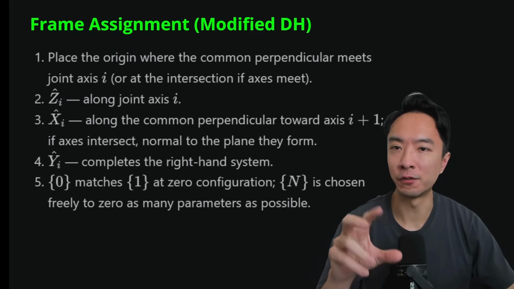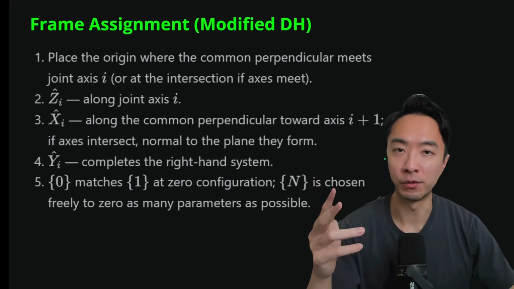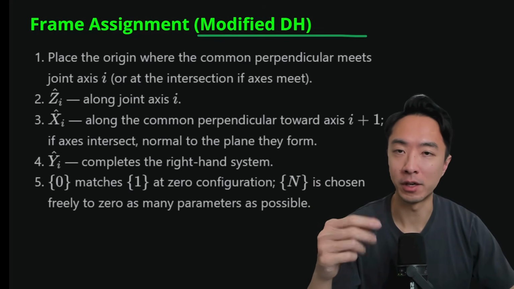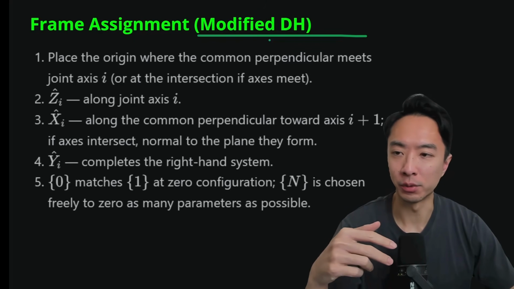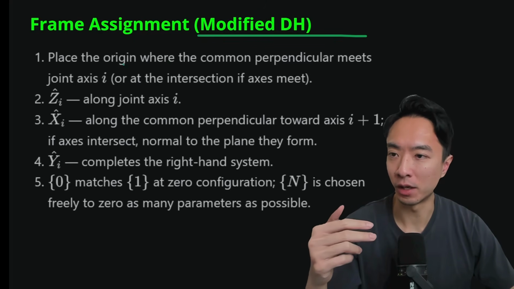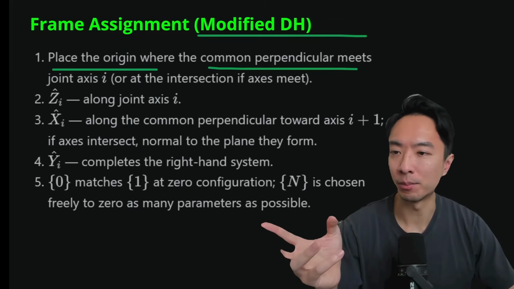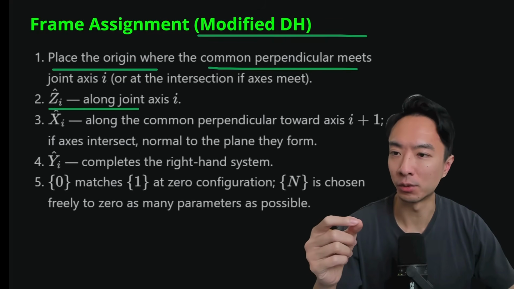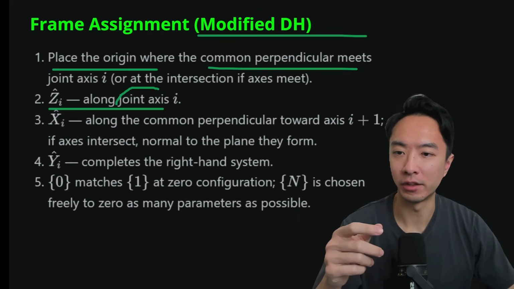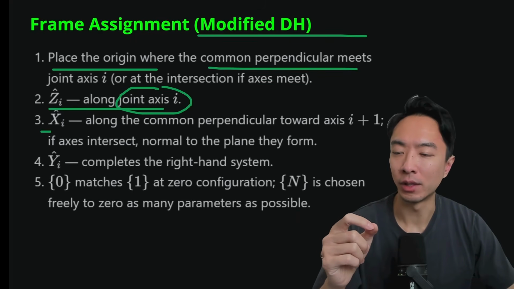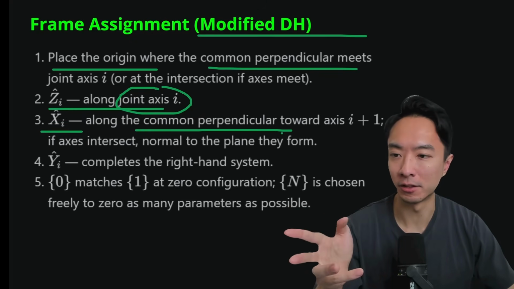So we could see the frame assignment procedure. This is going to be the procedure that we will follow. So this is going to be for the modified DH parameters. All of this will make more sense when we go through an example, but I'll just quickly walk through the steps. So first you want to place the origin. We're going to be using the common perpendicular, and then we want to define the Z_i axis, which is going to be along the joint axis i. We have the X_i axis. This is going to typically be the common perpendicular.